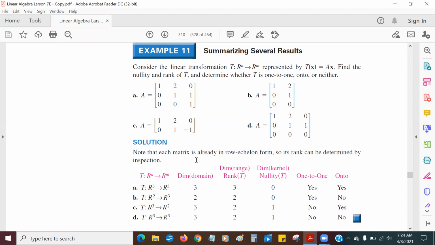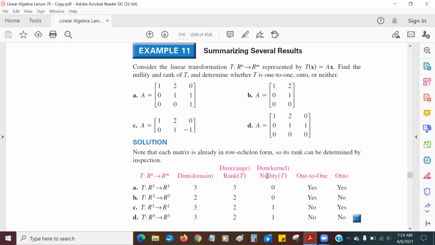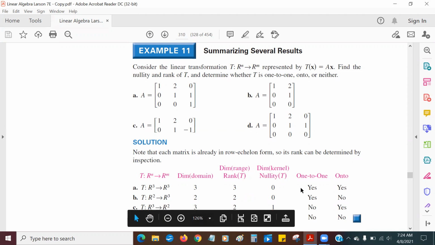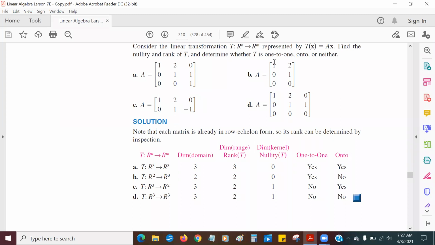Well, basically the dimension of the domain, this is because it's a 3x3 matrix. That means the transformation is going from R3 to R3. And the dimension of the domain is 3. The dimension of the range is also 3. And the dimension of the kernel is 0. In other words, this is 1 to 1 and it's onto. How do we see that? Because the matrix here is in row echelon form. So the rank, as we explained already, we could just see that the rank is 3.